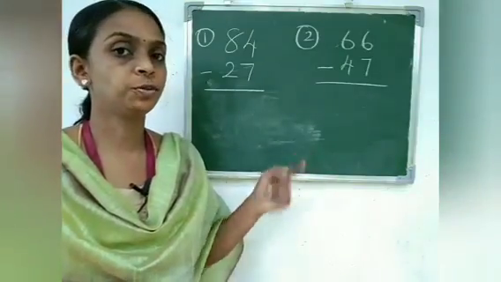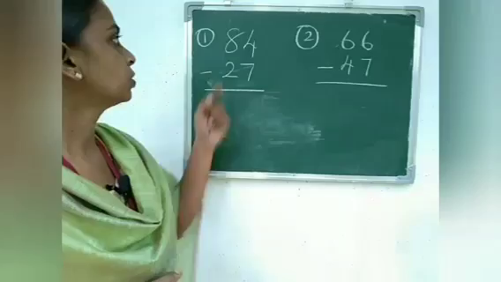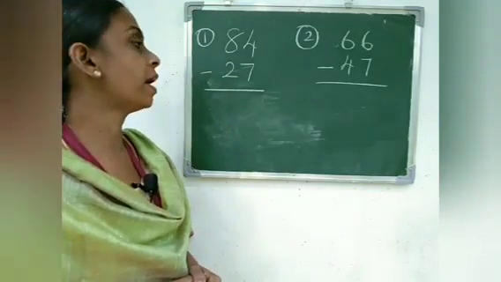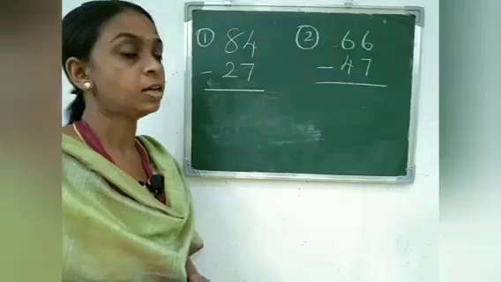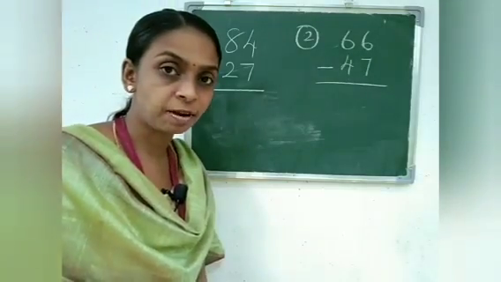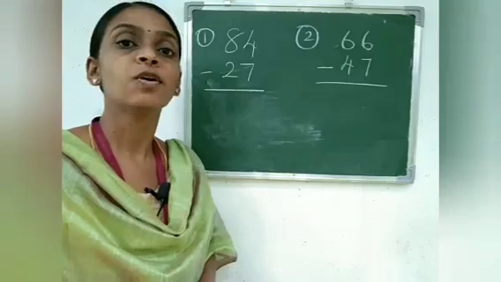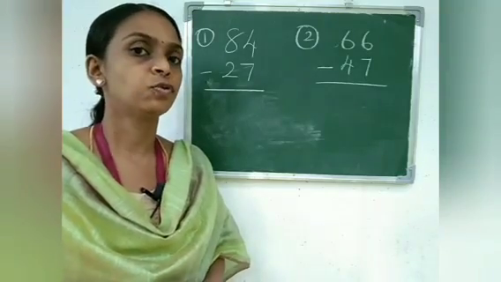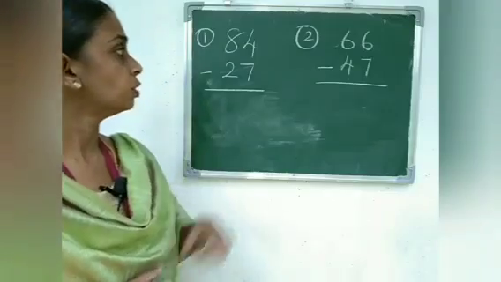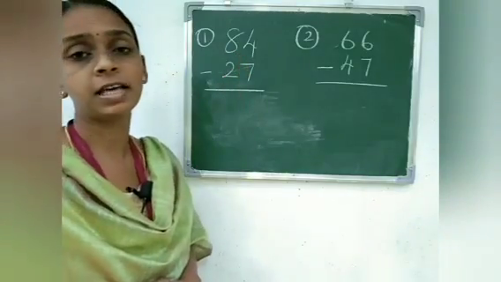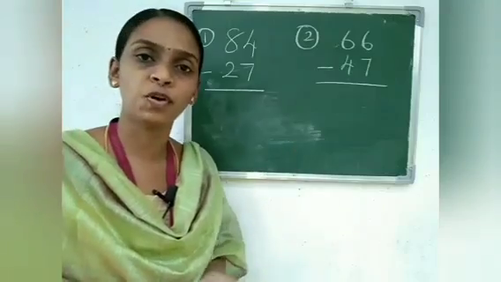So I will show you two examples of subtraction with regrouping. The first question is 84 minus 27. We have to start the subtraction from the ones place. The numbers in the ones place are 4 and 7. Are we able to subtract 7 from 4?